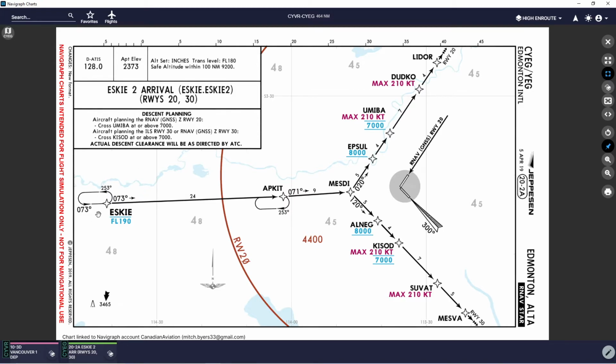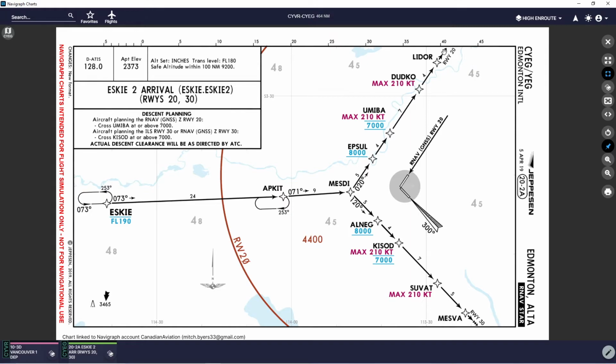For the whole arrival, we need to be at Eski below flight level 190. And if we were to go for runway 30, we'll go 120 to LNAG. We need to be above 8,000 there. Sod, max 210 on the speed at 7,000 feet. That's what these two blue lines mean. It's a solid altitude, so right at 7,000. Then Suvat max 210, and then Mesva for vectors afterwards.